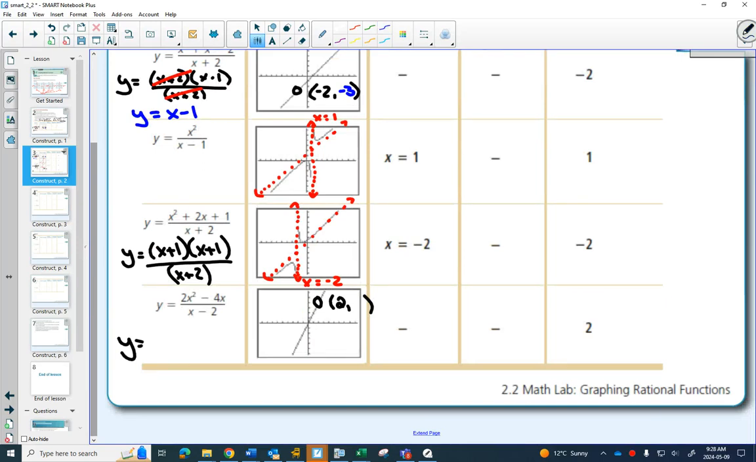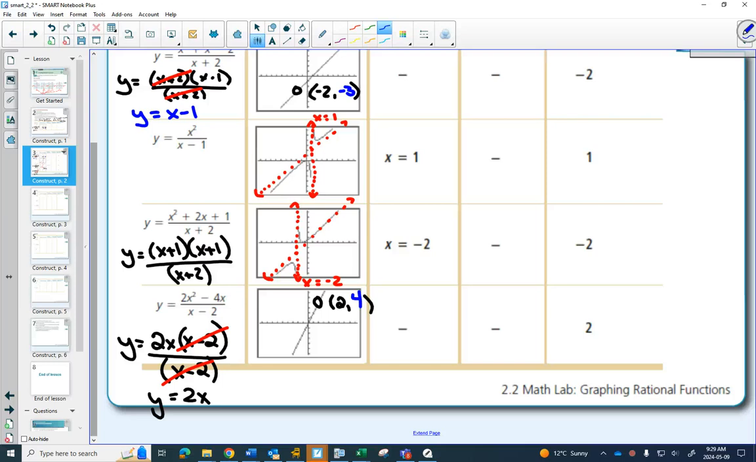And the last one on the top, I have a common factor of 2x that I can pull out. And that factor simplifies. So because my non-permissible value simplified away, I get a hole. My new equation is just y equals 2x. So when x is 2, y would be 4, would be the coordinates of my hole.